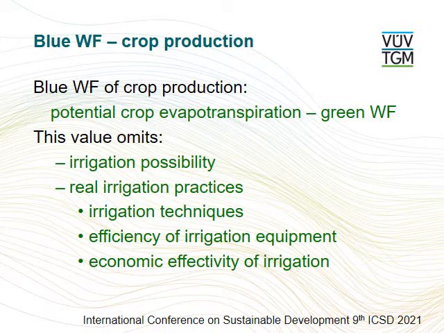Also, this value omits different irrigation practices. For example, some techniques are based on precise dosing, but some farmers use constant dosing. Also, each piece of irrigation equipment has different water efficiency, and especially in a situation when the irrigation water is very expensive, then you use less water and you maximize profit, not crop production.